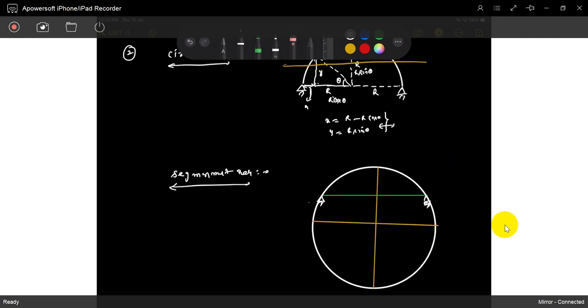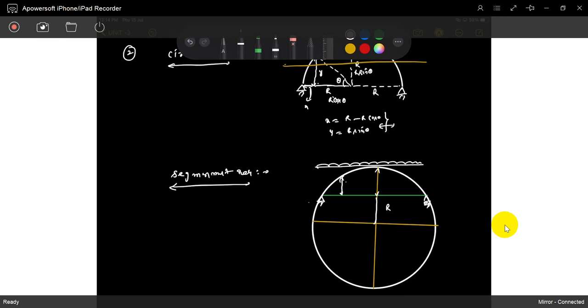So how can you find out? This value is the total R. So some section is there. If some load is there, just observe only this part. That is a segment arch. Okay, so that's only a segment arch.